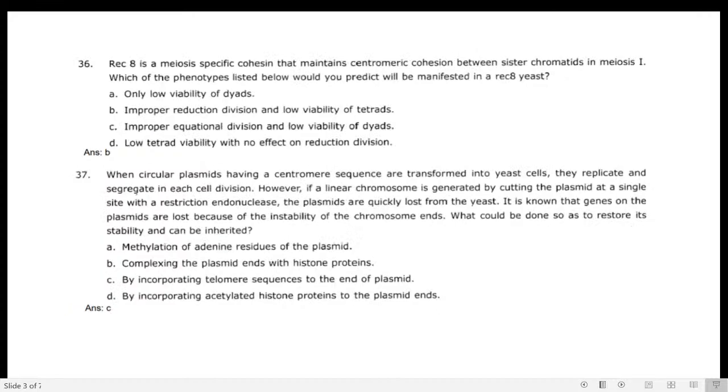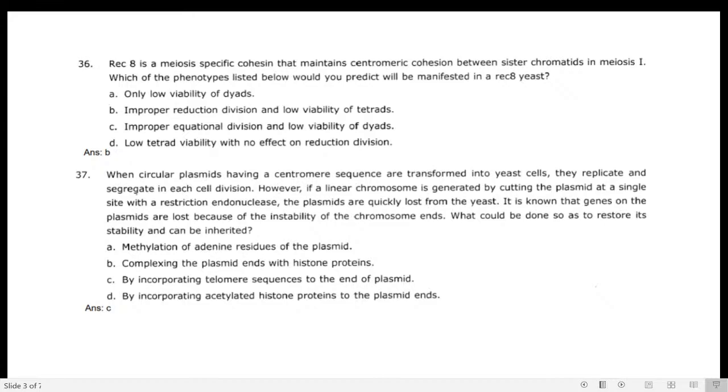Next, Rec8 is the meiosis specific cohesin. It's one specific compound, Rec8. Rec8 is a meiosis specific cohesin that maintains the chromatid cohesion between the sister chromatids in meiosis 1. Which of the following phenotypes listed below would be predicted to manifest in a Rec8 mutant yeast?